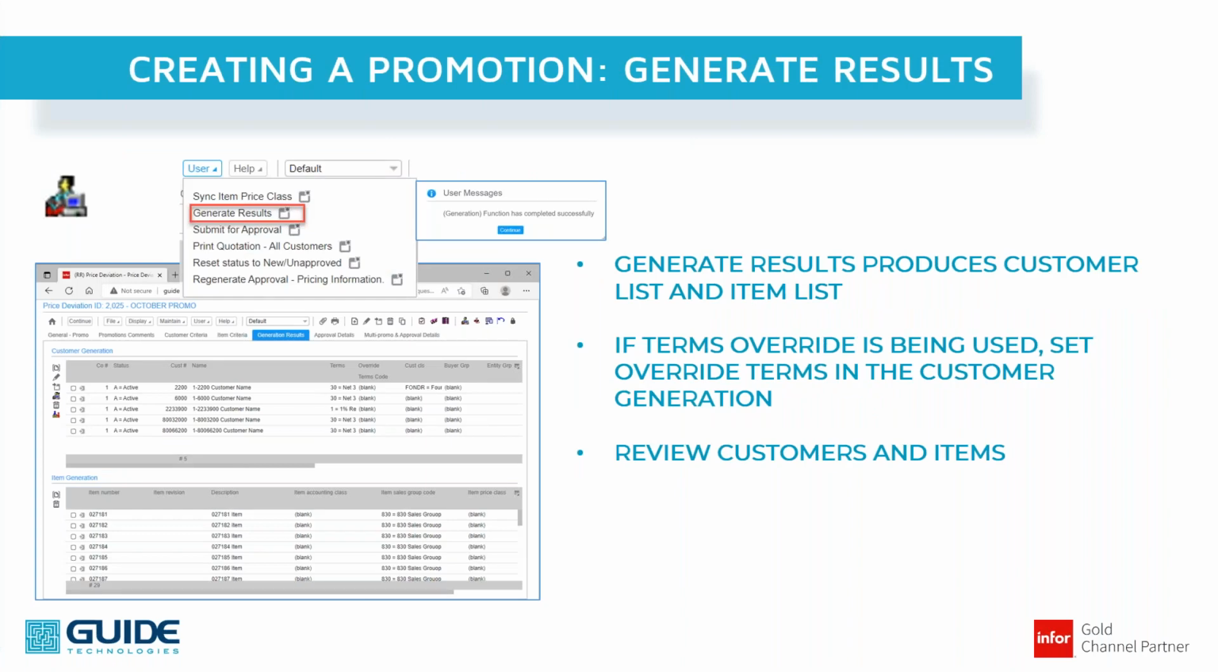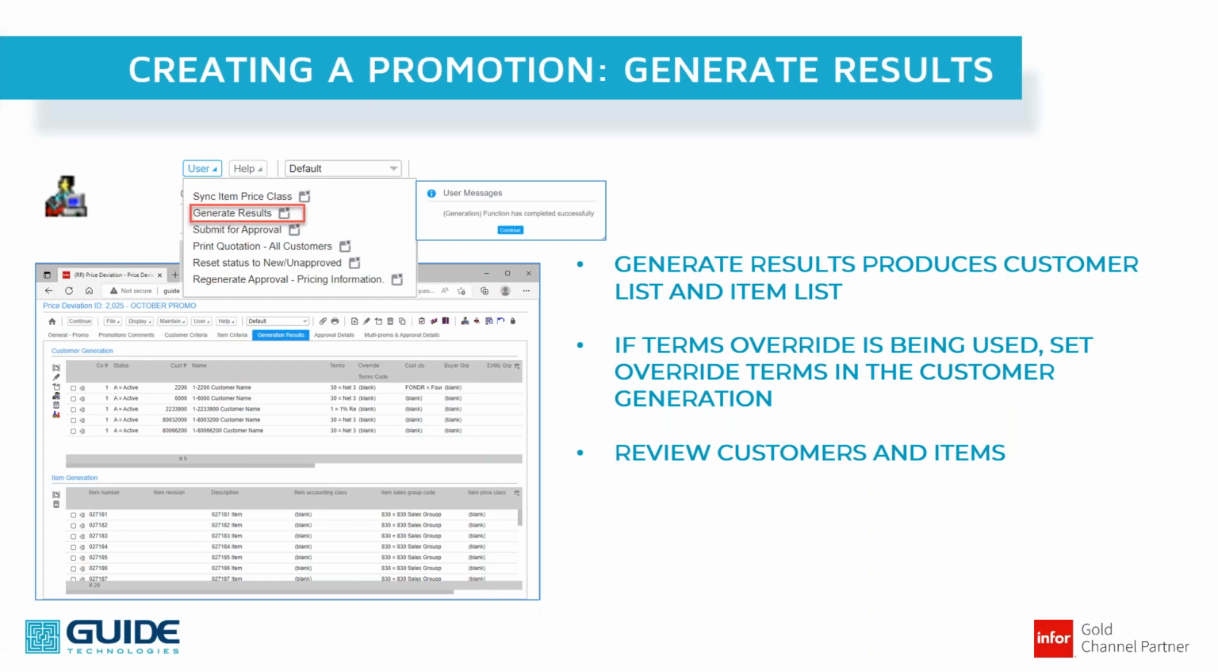So my steps, again, I create it. Once I've created it, I need to go in and generate the results. What generating the results does, and this is just through a menu option, once I've created the promotion, it comes in unapproved and new. I'm going to generate the results. It's going to take a look at all of my customers and all of my items and essentially create two separate lists, a list of customers and a list of items that are going to be included in this promotion.